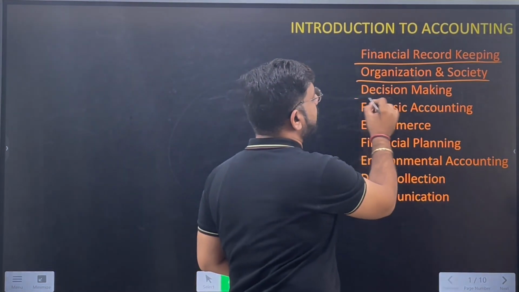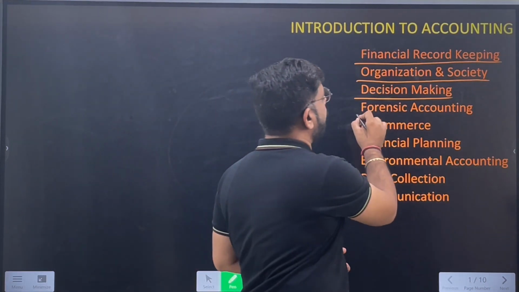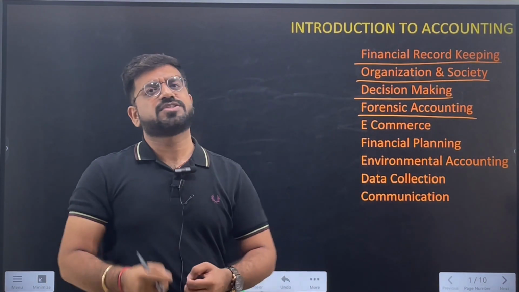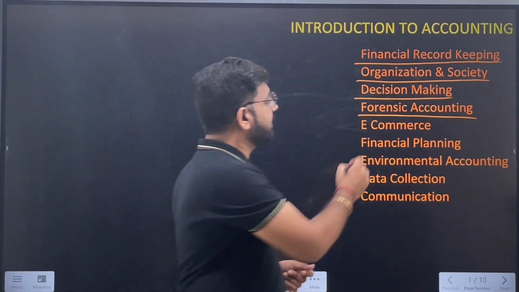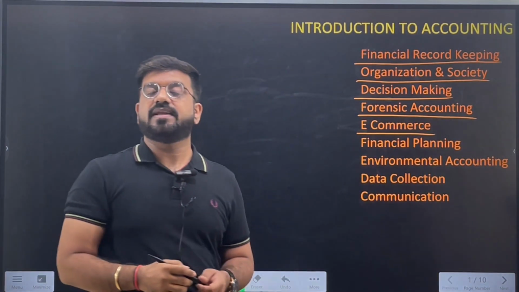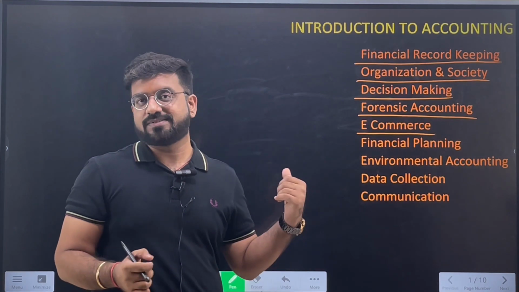Next was decision making. It helps to decide which step has to be taken in the future so that we can earn more profits. Next was forensic accounting, which is very new and requires a lot of expertise, where accountants are doing very high-level work. Next is e-commerce. E-commerce is basically the online shopping portal where so many customers are buying at the same time. For the accuracy of that, we need accountancy.